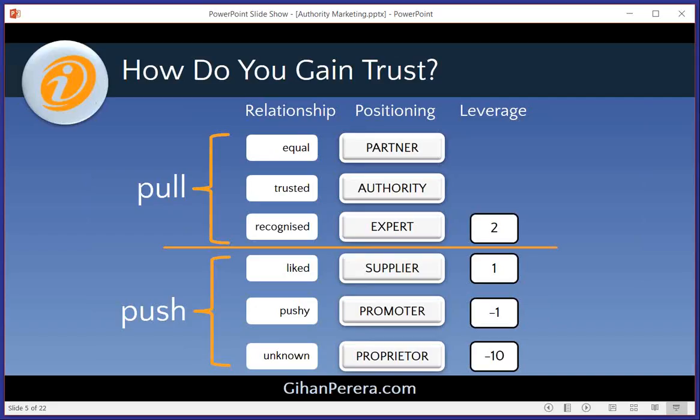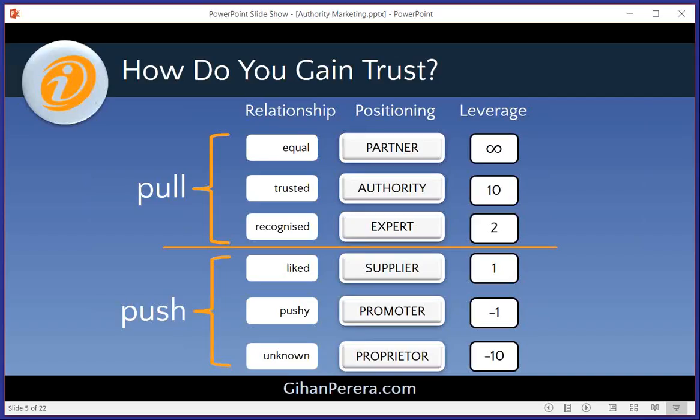So you become a recognized expert, might be worth twice that. Trusted authority might be worth 10 times that. And when you're an equal partner, there's really infinite leverage that you've got because you're working together with your customers and clients as a supplier, as a partner with them in their business.